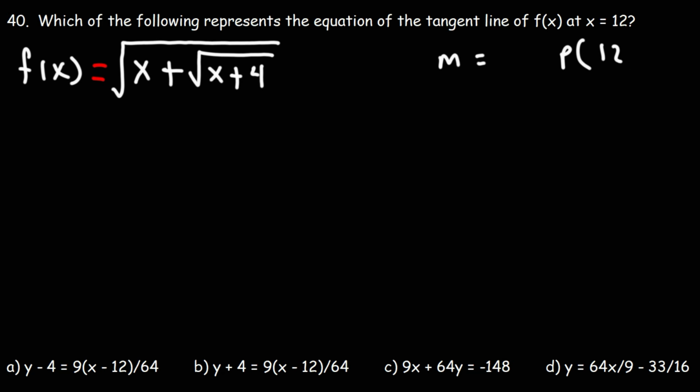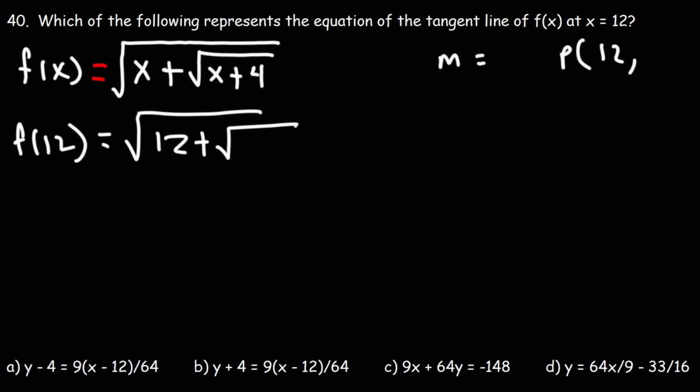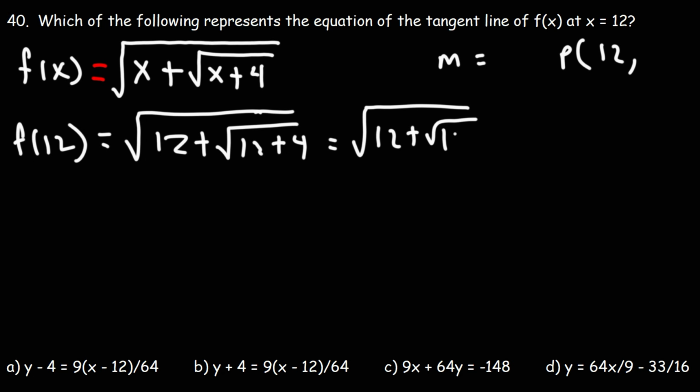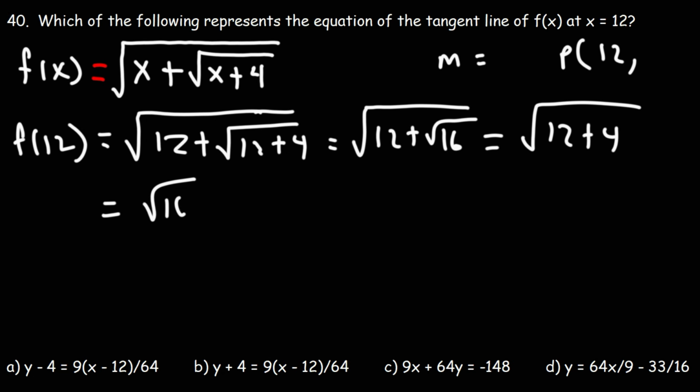We have the x-coordinate of the point. Now we need the y-coordinate. So the y-coordinate is going to be f of 12. So let's replace x with 12 and we'll get that value. Now 12 plus 4, that's going to be 16, and the square root of 16 is 4. So when x is 12, y is 4.